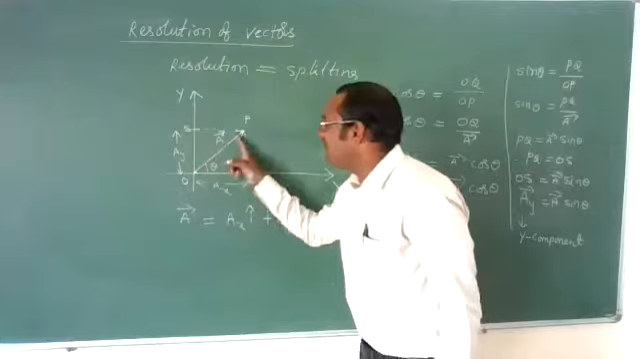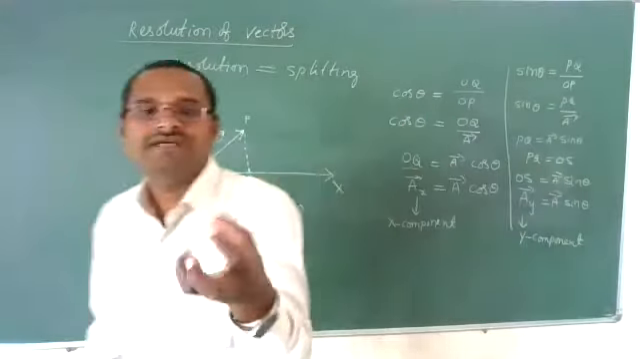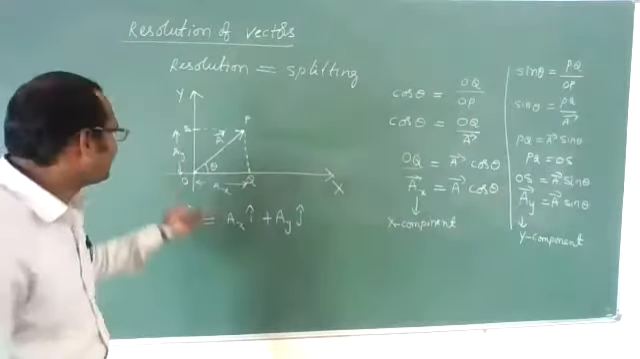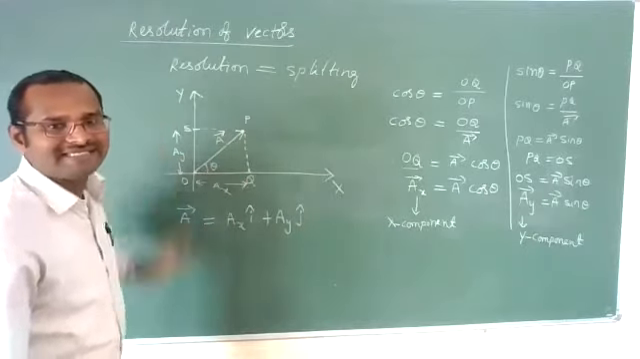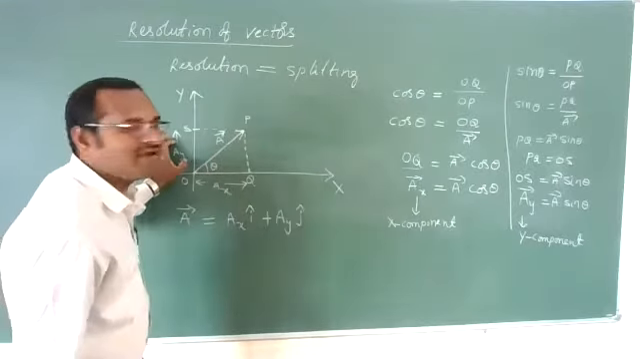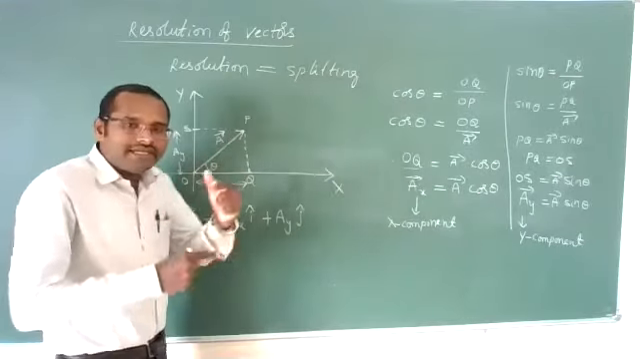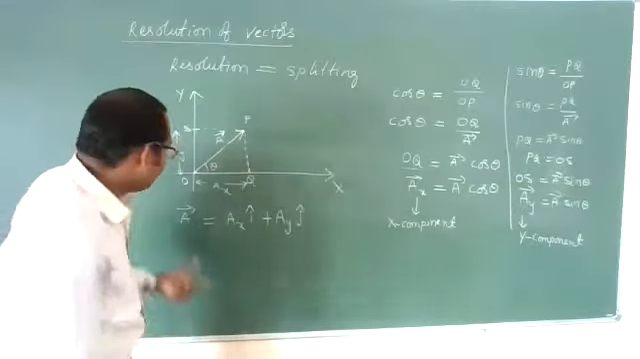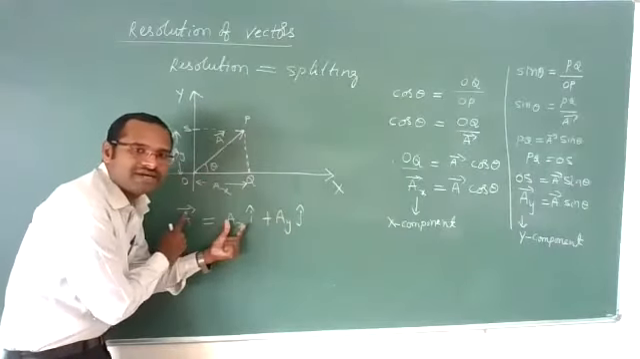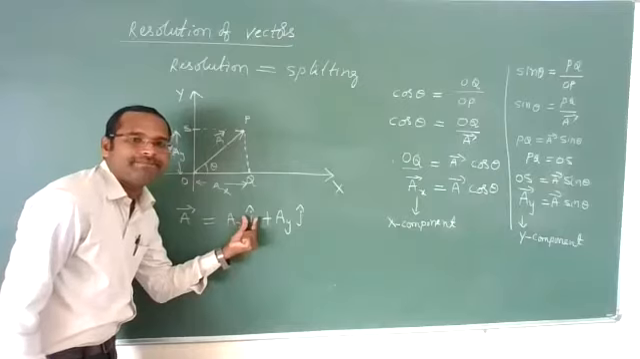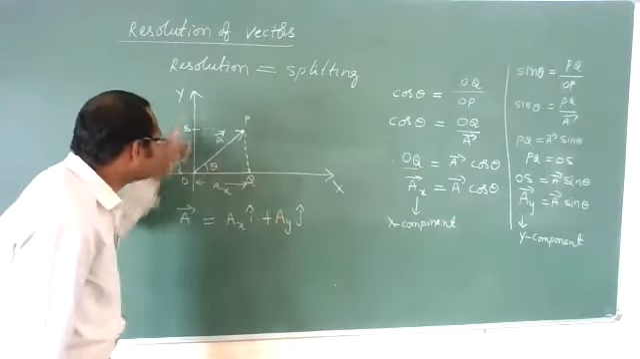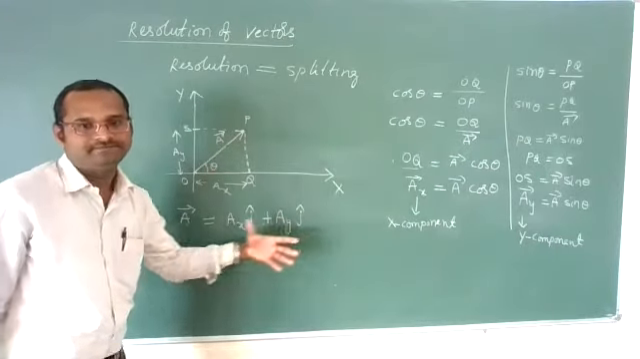That means a vector A bar can be resolved, split into two parts. One is along x-axis, another one is along y-axis. Along x-axis the value I am calling Ax, along y-axis the value I am calling Ay. So if you want to write it in the form of a vector, A bar is equal to Ax plus its direction, plus the y value Ay plus its direction. You have to add the direction.